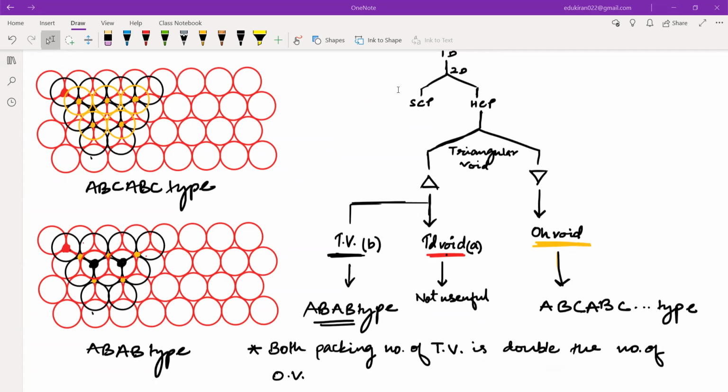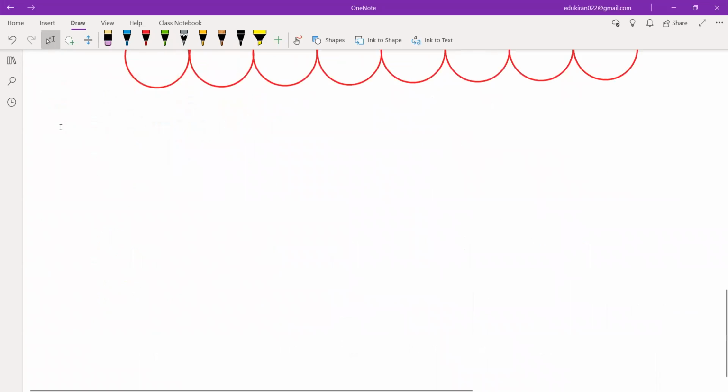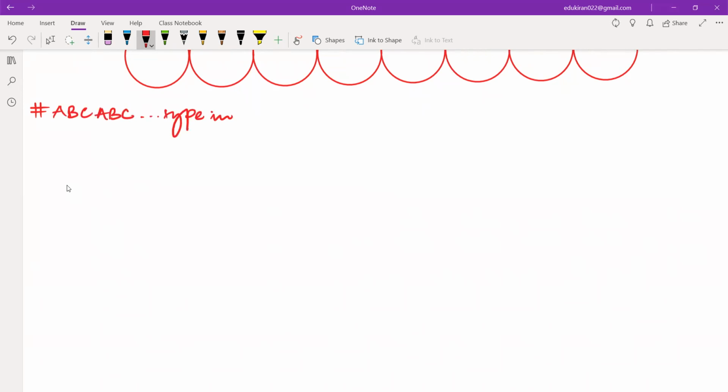Okay. So first of all, let us start with ABC type in 3D.